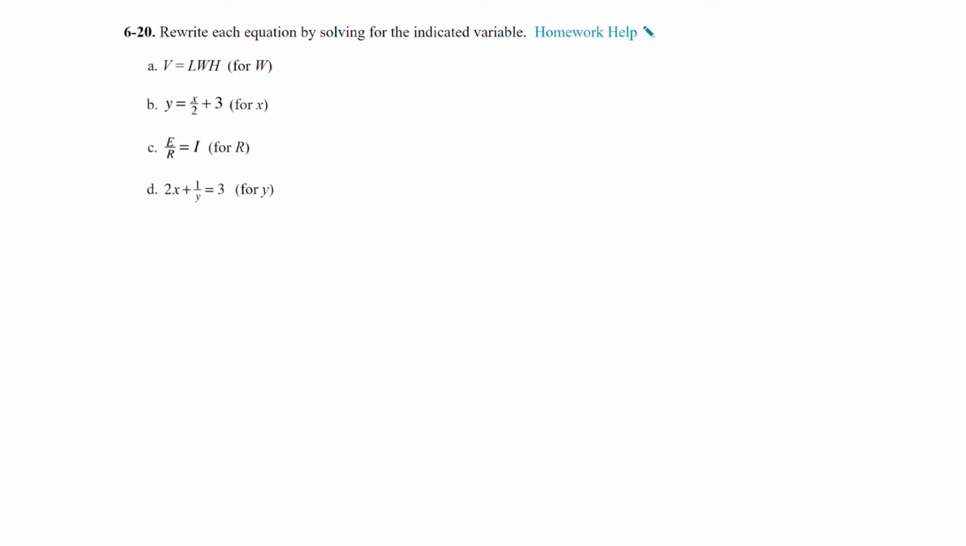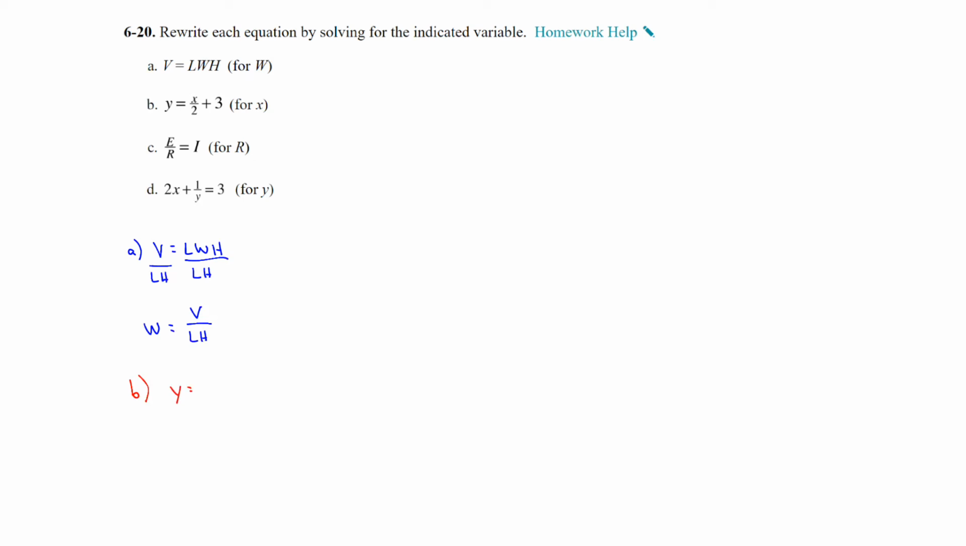Question 20. Rewrite each equation by solving for the indicated variable. On part A, you're solving for W. Everything is multiplication though. You have length times width times height, or L times W times H. You're solving for W. So to undo multiplication, we're going to divide, and we can divide by both of them at the same time. So therefore, W is equal to V divided by L times H.